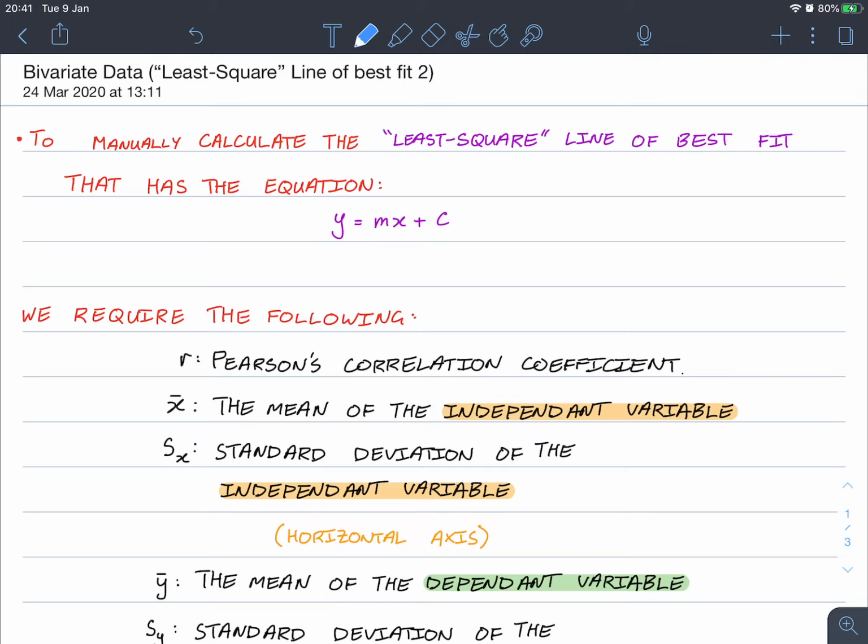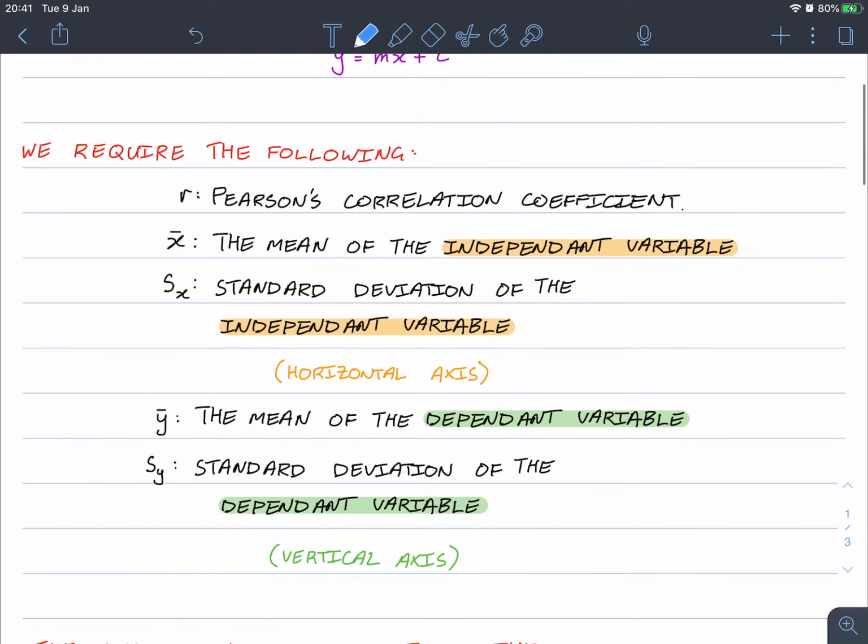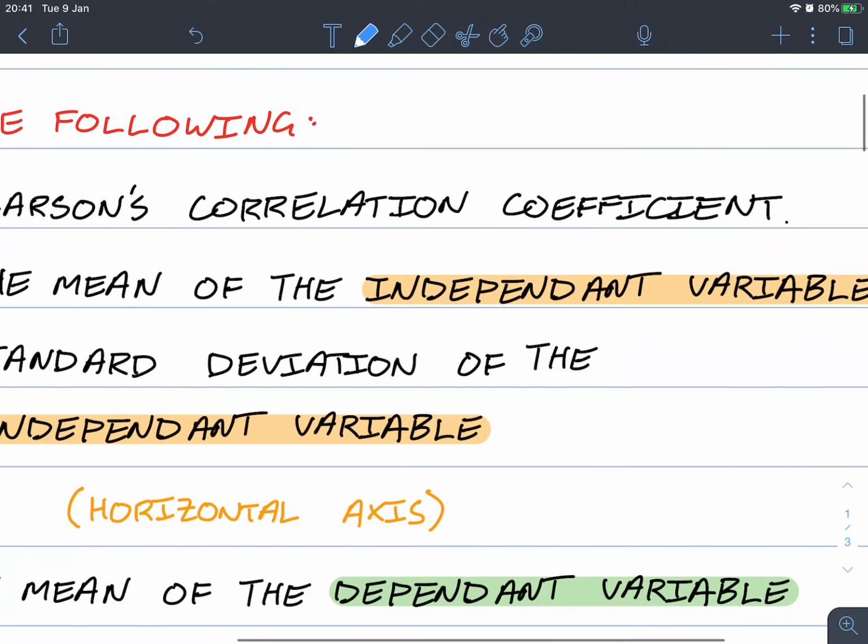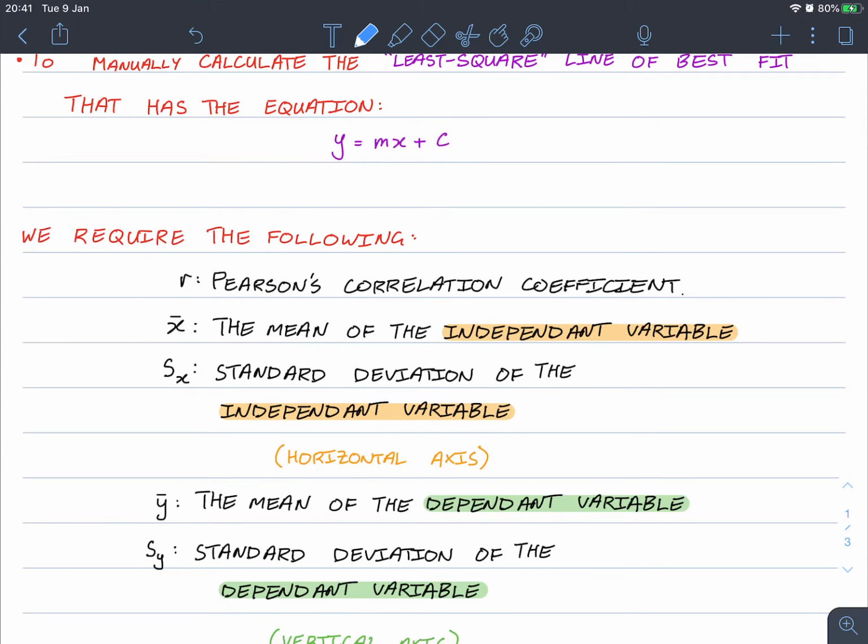In this video we're going to be looking at the least square line of best fit, part 2. We're going to manually calculate the least square line of best fit that has the equation y equals mx plus c. In order to calculate this, there are 5 key points that we need.